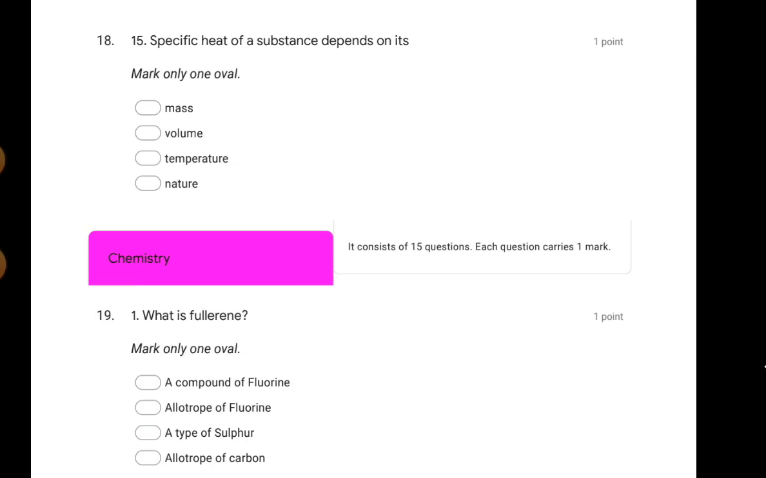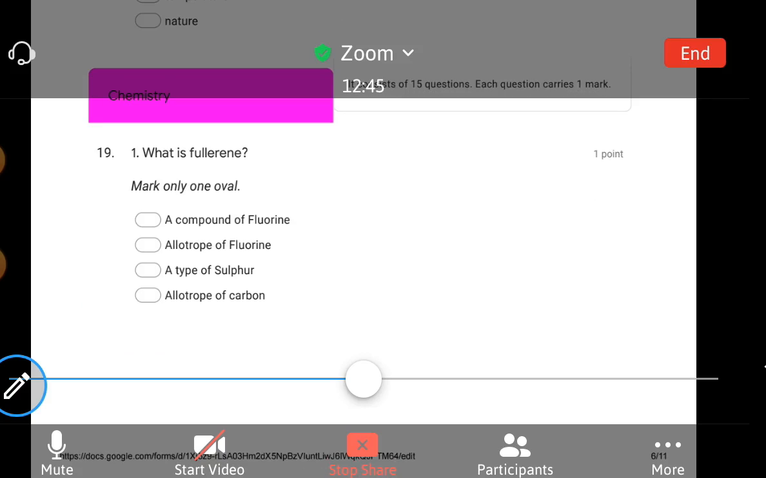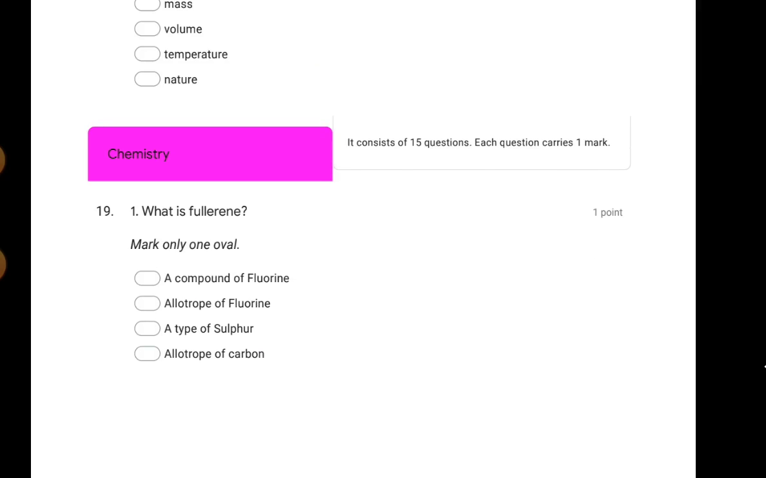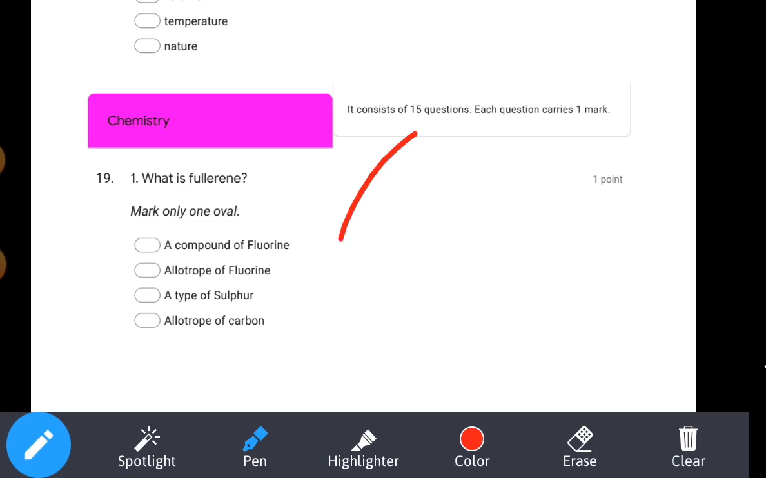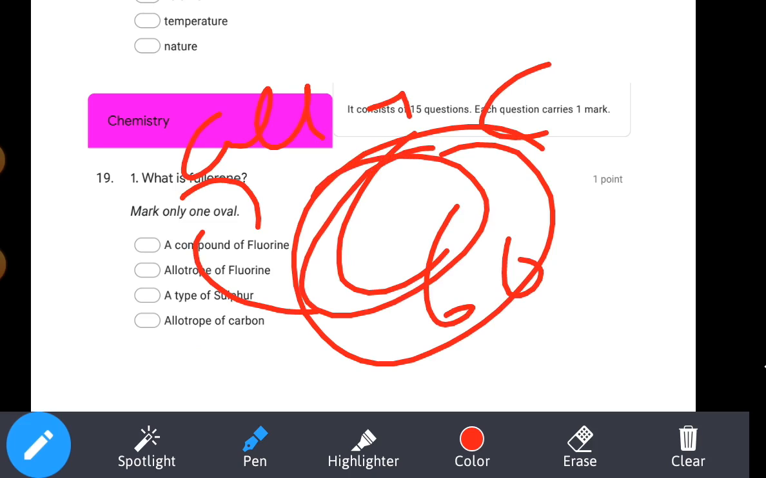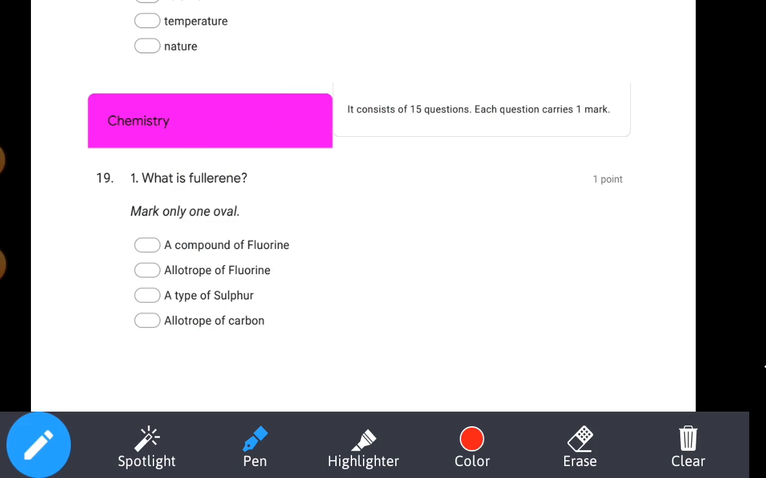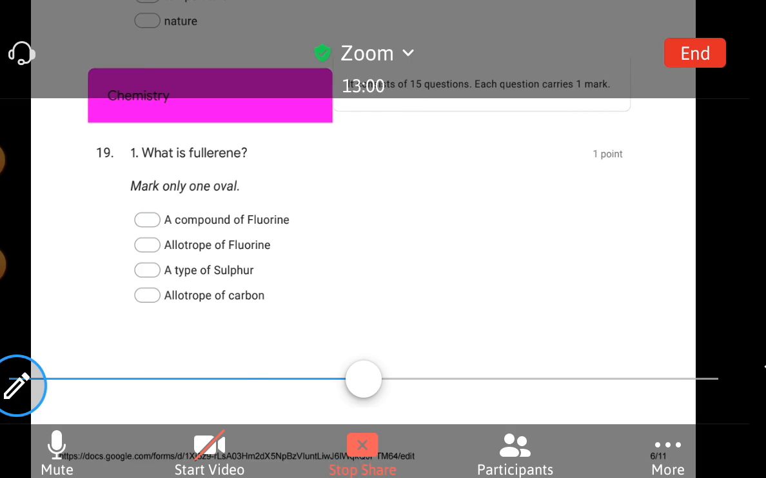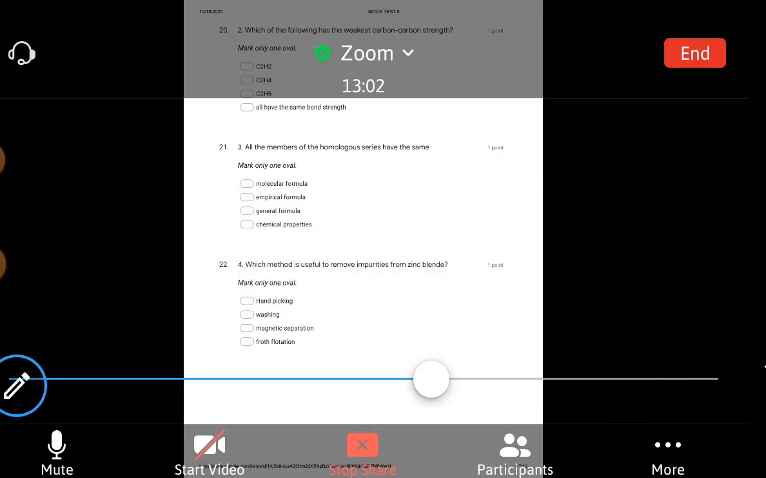So physics part is over. Let's see the chemistry part. So what is fullerene? The C60 molecule is called fullerene, and it is an allotrope of what? Allotrope of carbon. C means what? Carbon only. So it is an allotrope of carbon. Option number D. So that page is over. Let's see the next page.